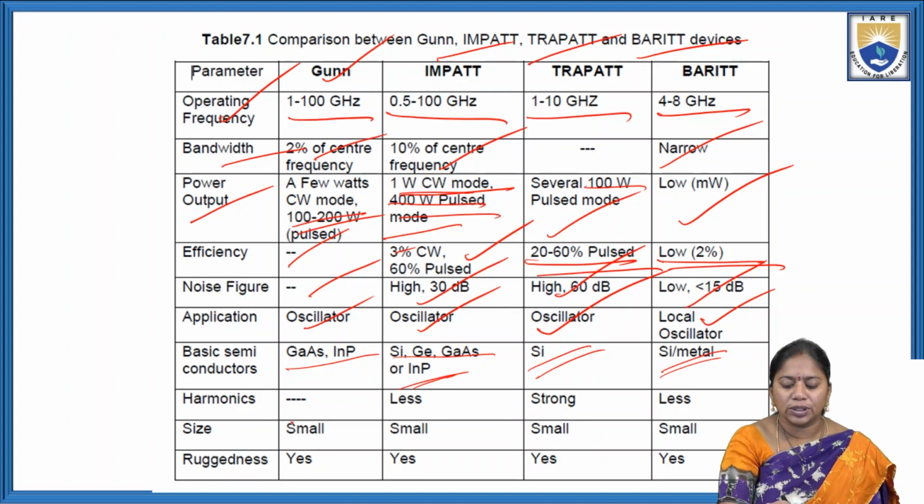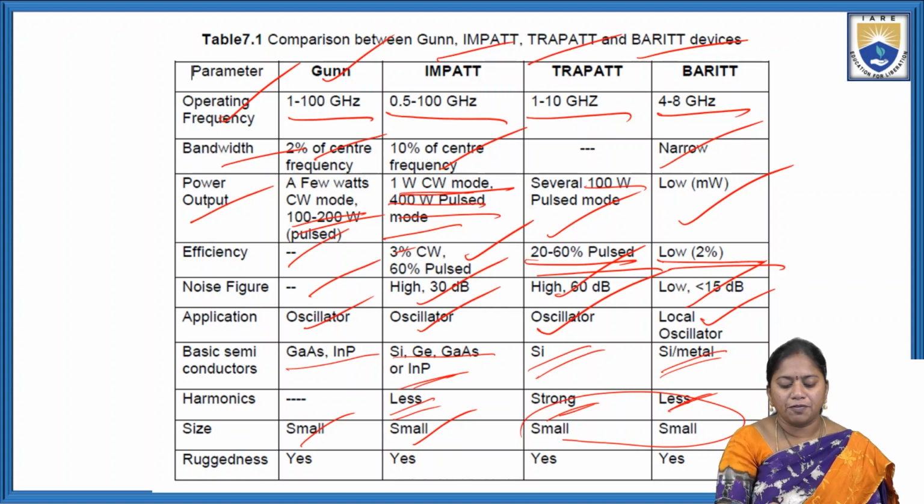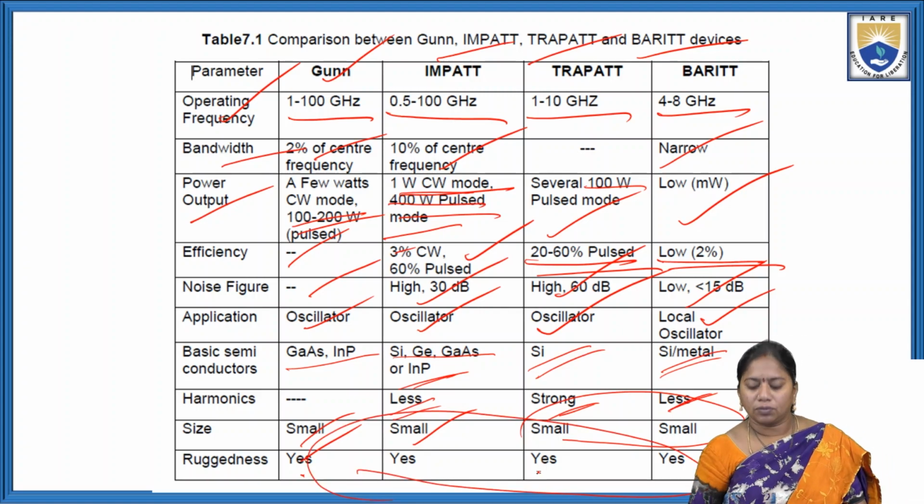Harmonics are less for impact diodes, strong for the TRAPATT diode and less for the barrier diode. Size is small for the Gunn diode, small for the impact diode, and small for the TRAPATT and barrier diodes. Ruggedness: all of them are rugged. These are the comparisons between the Gunn diode, impact diode, TRAPATT diode and barrier diode.